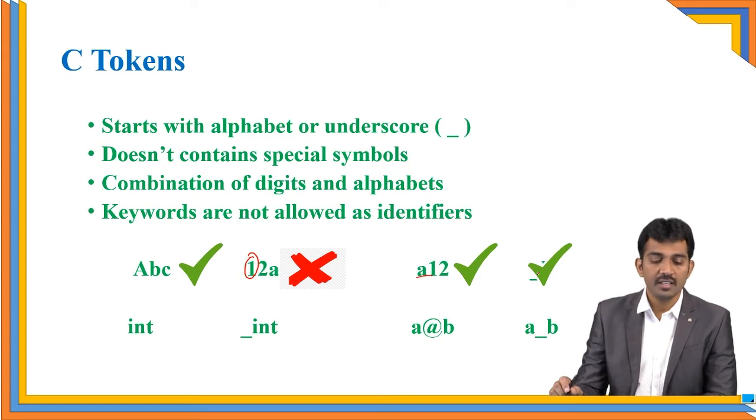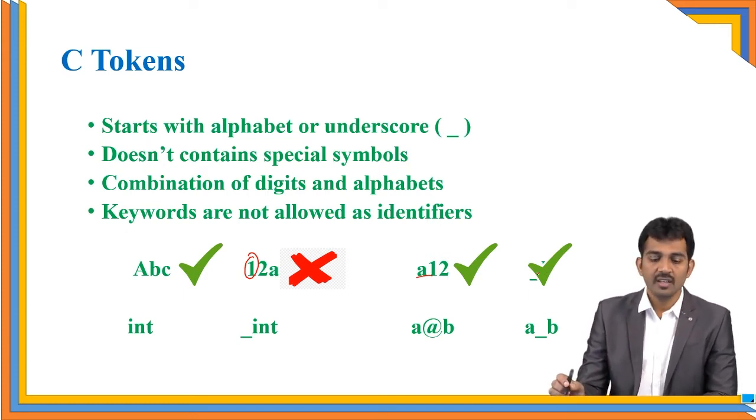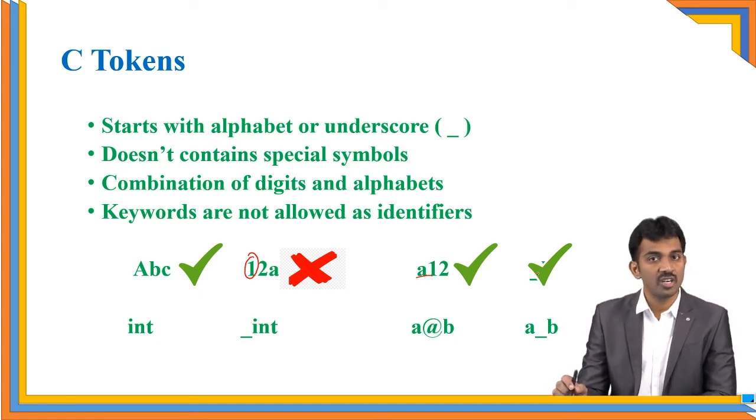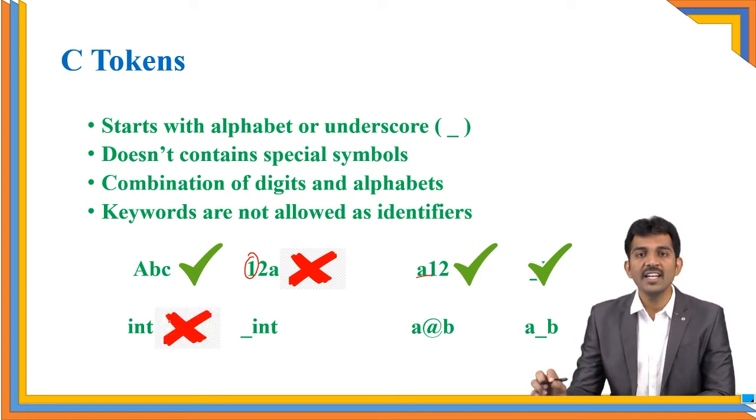Coming to int, it starts with an alphabet. Exactly. It follows the first rule. It does not contain any special symbols. Yes, it does not contain any special symbol, and is a combination of digits as well as alphabets. Exactly. And keywords are not allowed, but it is a keyword, right? So this is not a valid identifier.